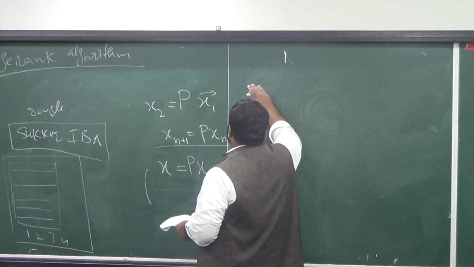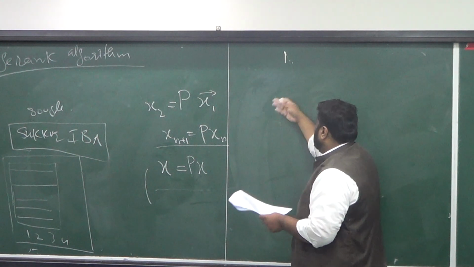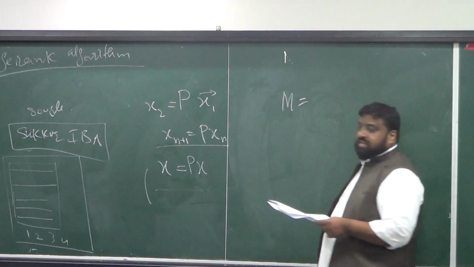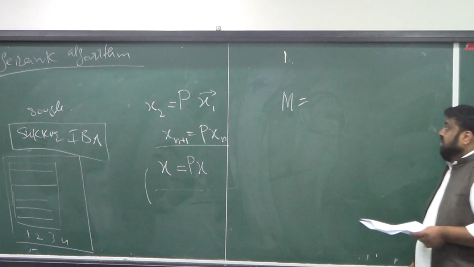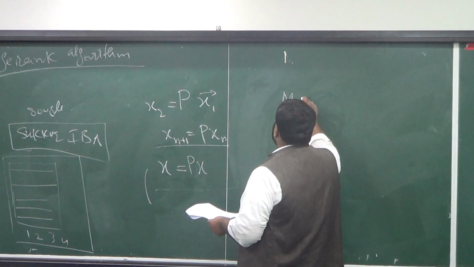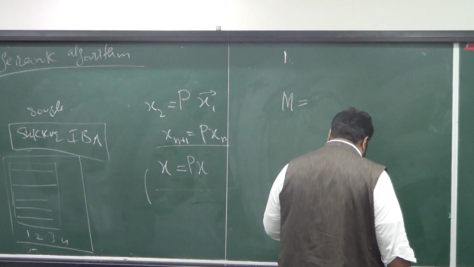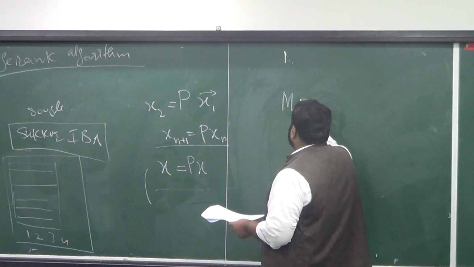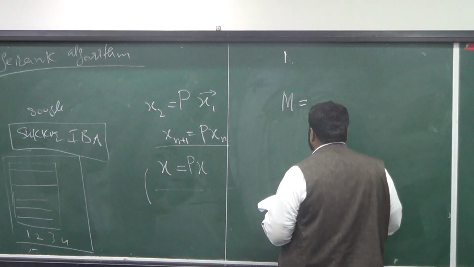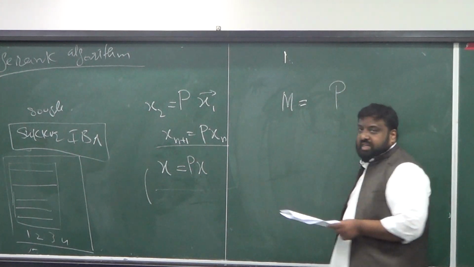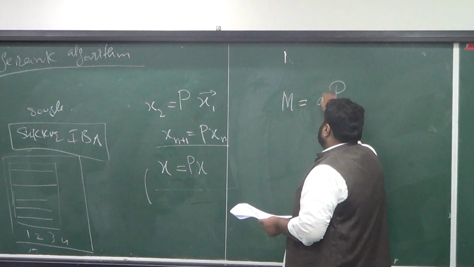What people suggested is that you consider what you call the Google matrix. Let's call it a Google matrix. So this Google matrix is a sum of two matrices. What is the first matrix? The first matrix is the transition matrix, multiplied with D.